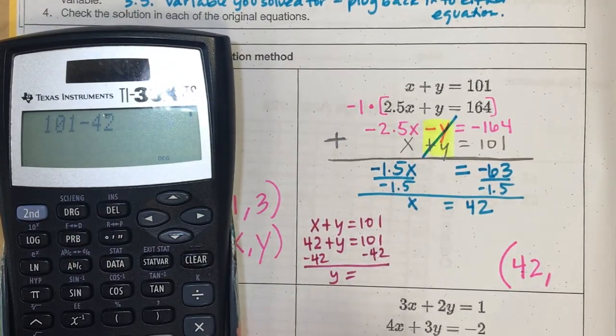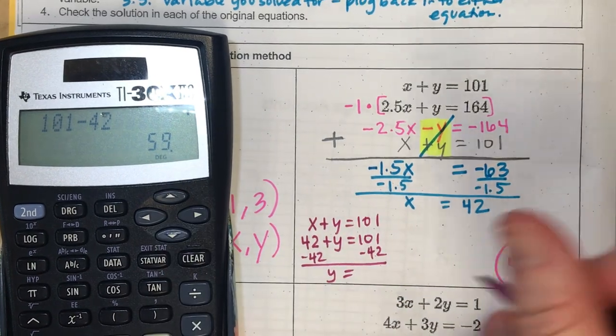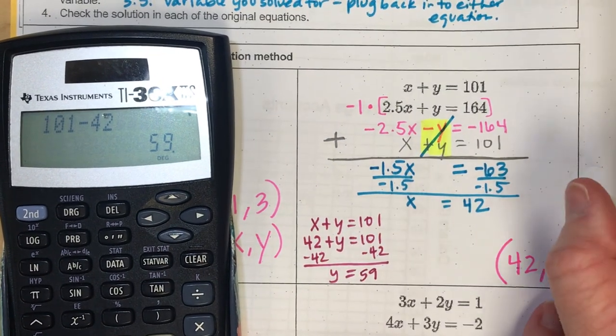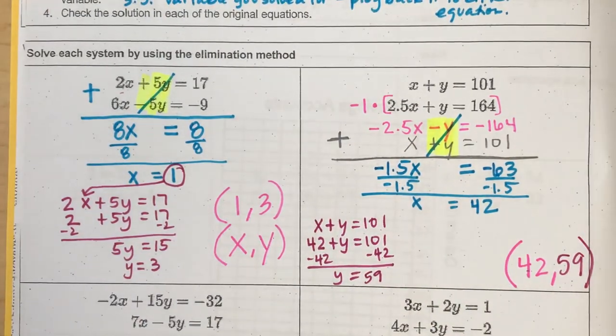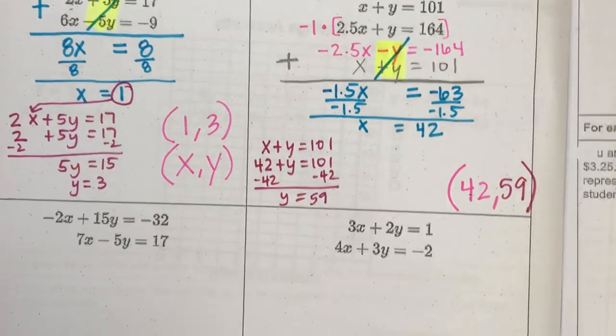101 minus 42 is going to be 59. And that number is going to go here in our ordered pair, x comma y. The point is your solution to your system. All right, we got 2 more to go.